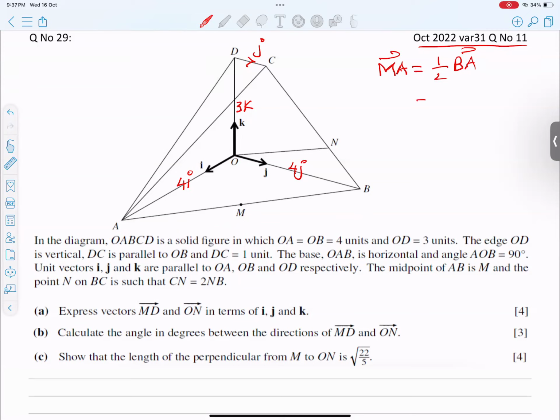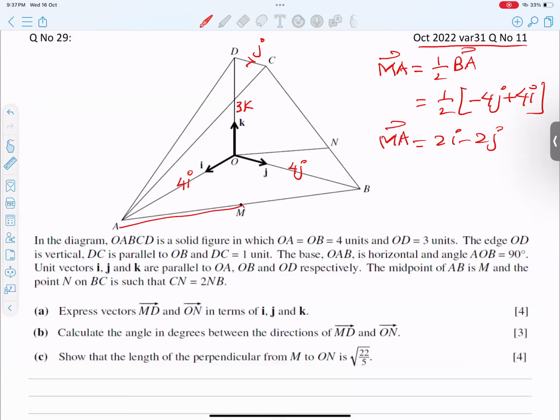So what is BA? Starting from B, ending at A: B to O, O to A. So I can say negative 4j plus 4i, because going backwards and then this way. So I got it. Taking half, I get 2i minus 2j as the MA vector.